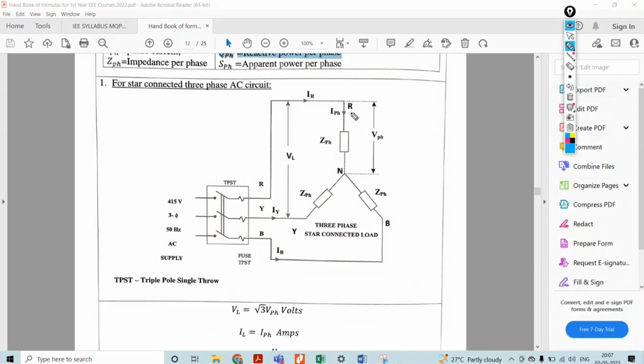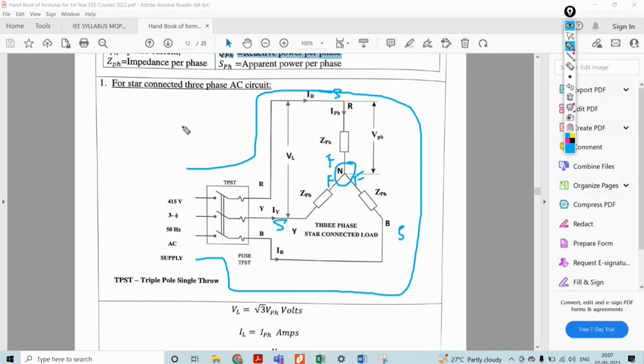If I consider the R phase, this is the starting terminal and this is the finishing terminal. With respect to the Y phase, this is the starting terminal and this is the finishing terminal. Same for the B phase. If the similar ends are connected together at one point and the dissimilar ends are connected to the supply, this type of connection is called a star connection.